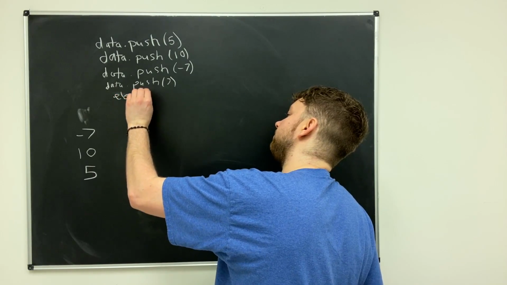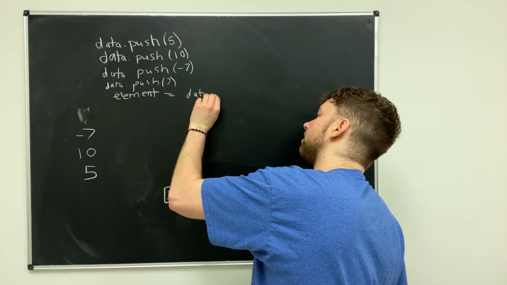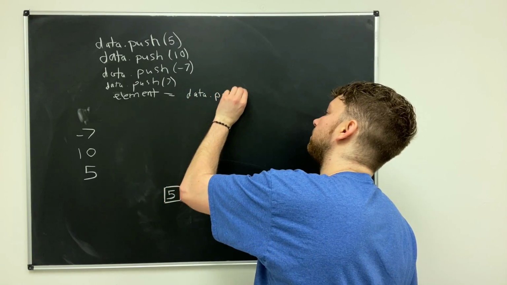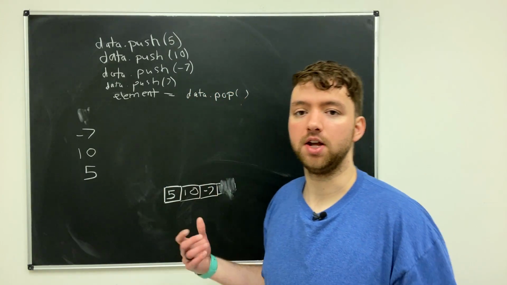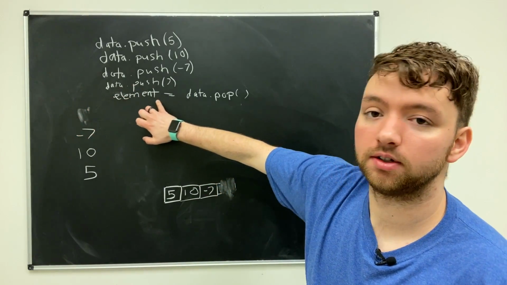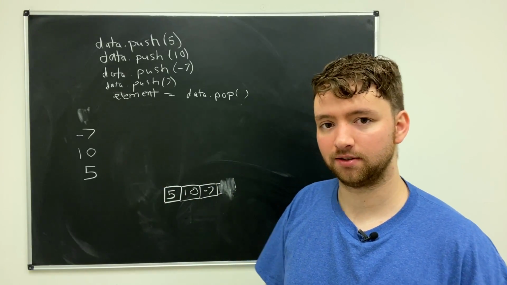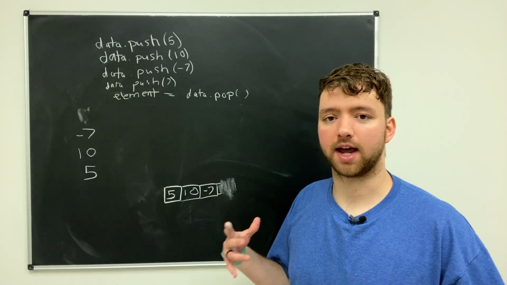We would create some variable, and then we would invoke data.pop. We don't pass anything in. It's always going to grab that top element, and now this variable element contains the value 7. So that is how a stack works.